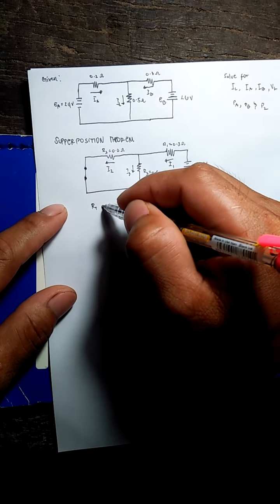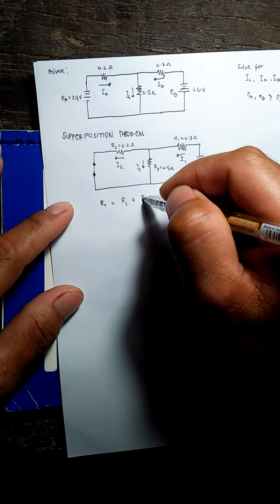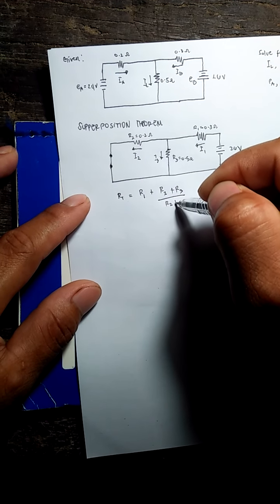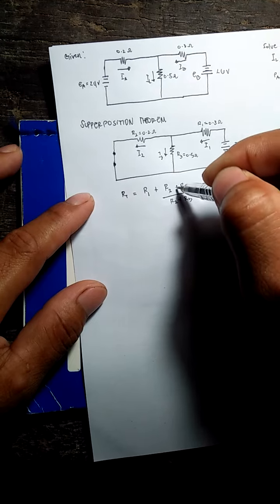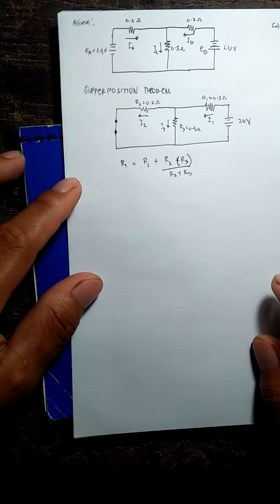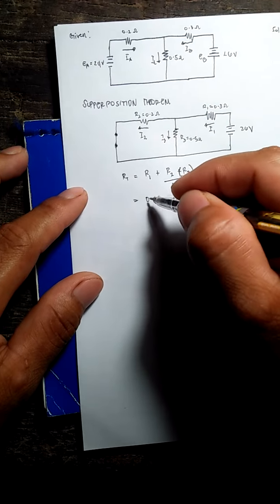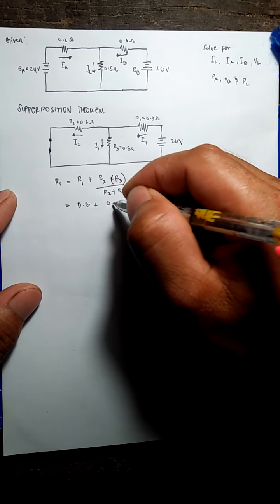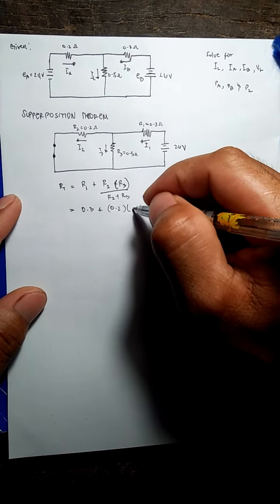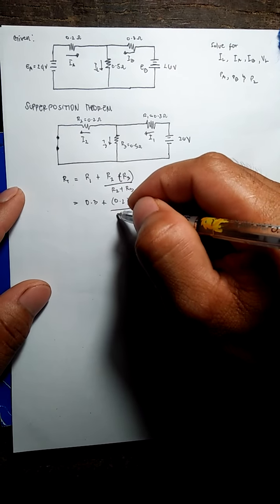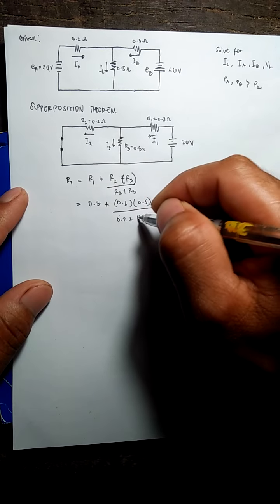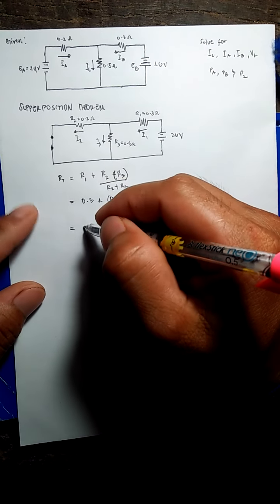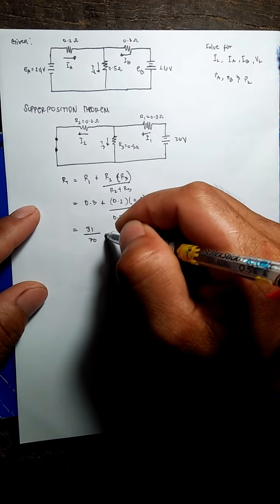Now we will solve RT from the given diagram. RT is equal to R1 plus R2 times R3 over R2 plus R3. R1 is 0.3, plus R2 which is 0.2 times R3 which is 0.5 over R2, 0.2, plus 0.5, our R3. By typing it in a calculator, we have 31 over 70 ohms.